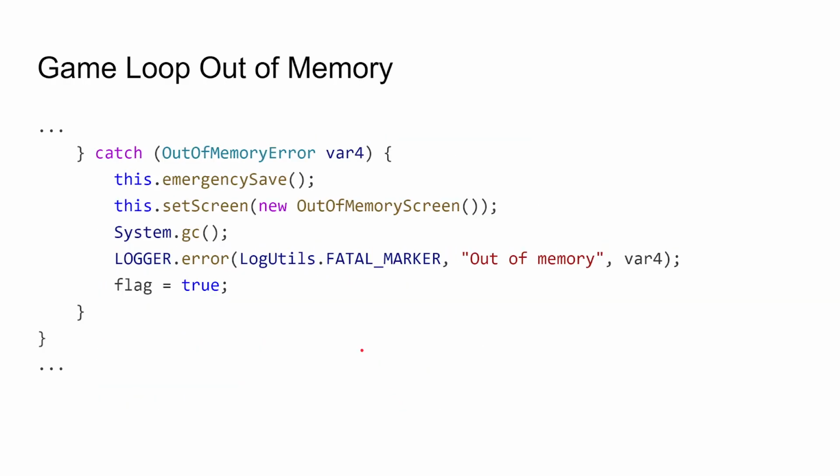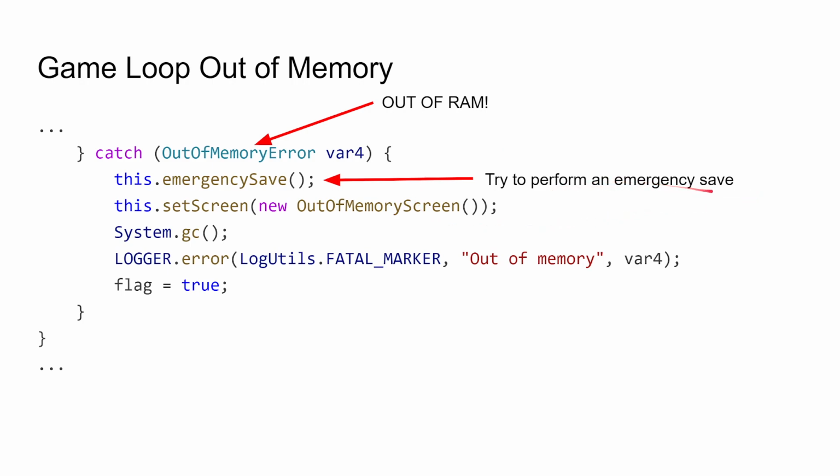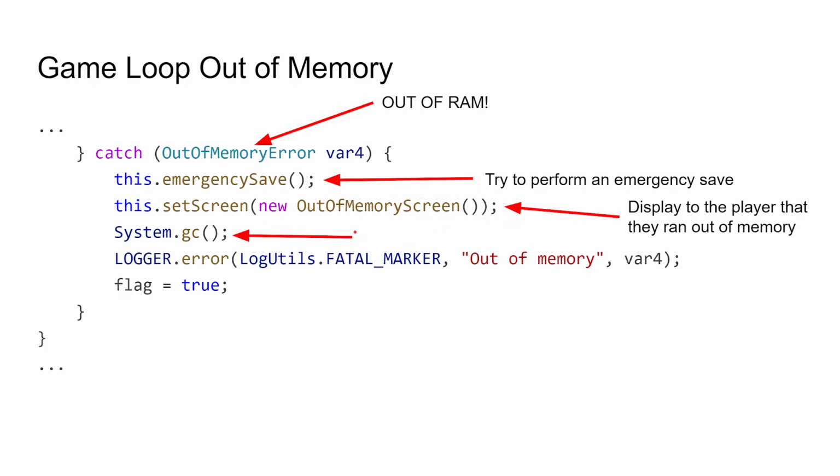So what happens if the game runs out of memory? Well, first, it will be out of RAM. This is what happens when you decide to use too many Forge modules, or something like that. It will try to perform an emergency save of your world so that you don't lose everything. Then it will display to the player that you ran out of memory. I think you've probably seen that before when you're playing Minecraft, or maybe not, depending on what system you're using.